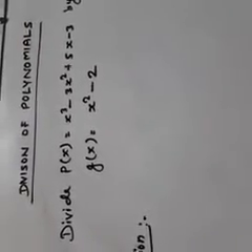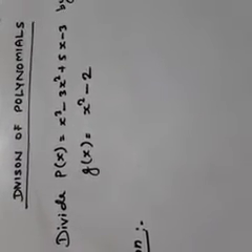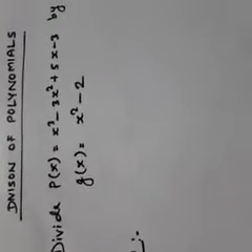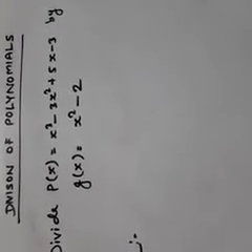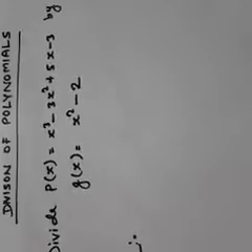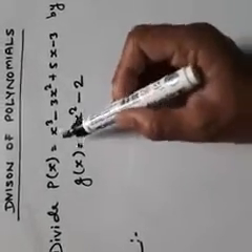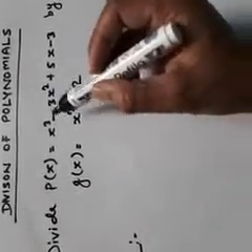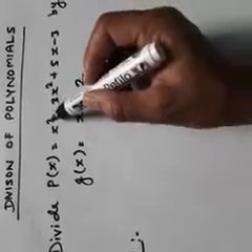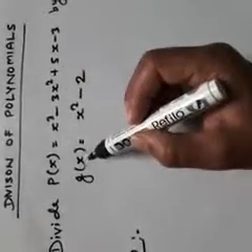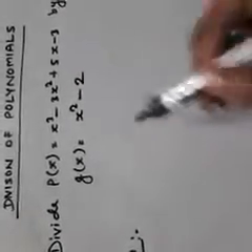Hello students, today we are going to learn division of polynomials. As you can see, whenever two polynomials are given to you, like here, two polynomials. First polynomial p(x) is given to us. It is a degree 3 polynomial, and the second polynomial is of degree 2.